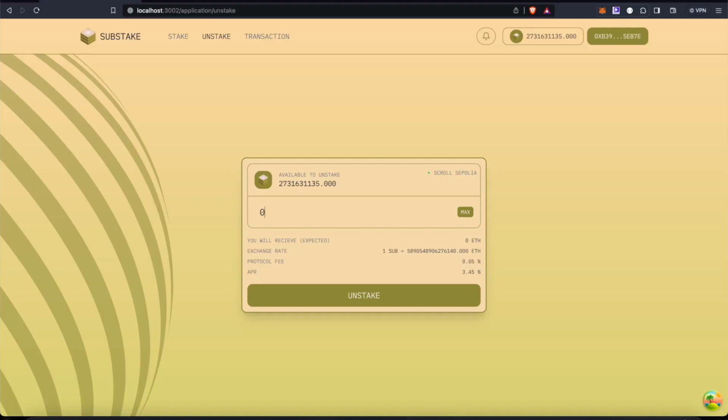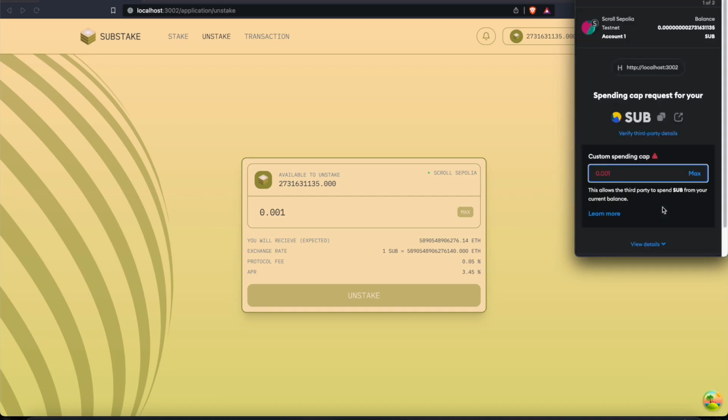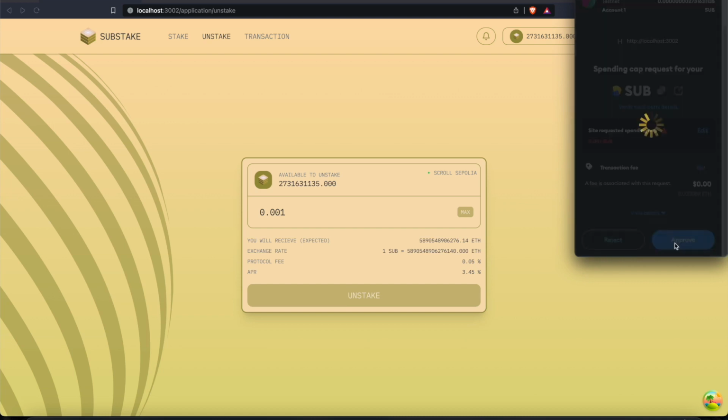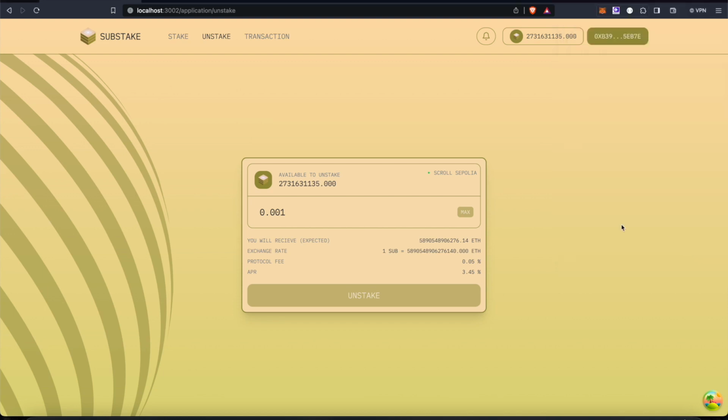So I'll provide, say, 0.01, and MetaMask pops up. I'll approve the transaction, and this will pop up again for the approval for the redeem function. I'll confirm the transaction, and then the process is similar to what we saw in the stake. So yeah, that's it.